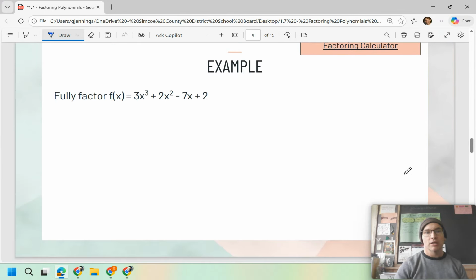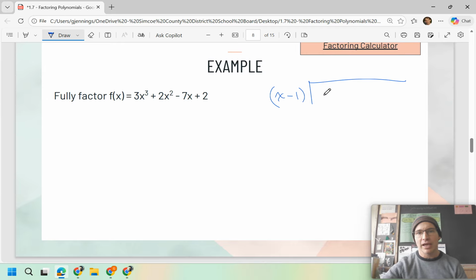Let's go. So we're going to go ahead and divide this by x minus 1. We're going to divide that into 3x cubed plus 2x squared minus 7x plus 2. Go ahead and work it independently. I'll work it before your very eyes, and then compare your work. Okay? So let's go. Going to multiply by.